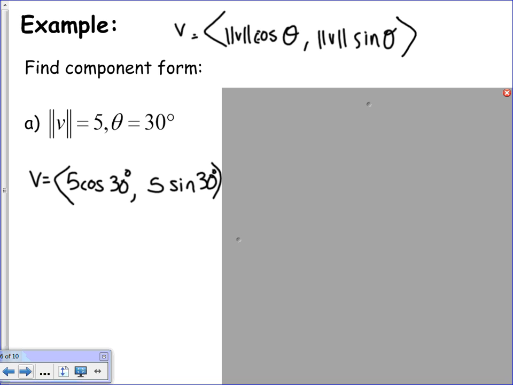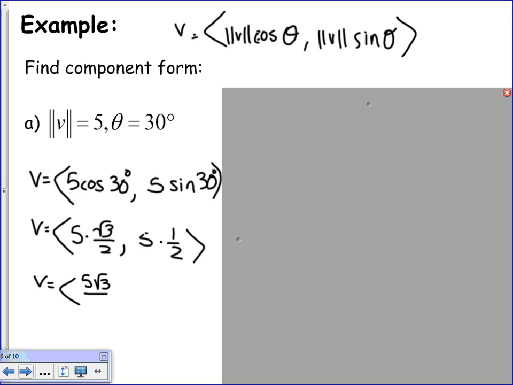I do know sine and cosine for 30 degrees, correct? That's my pi over 6 angle on the unit circle. So we could write this as 5 times square root 3 over 2, and 5 times 1/2, which I'm pulling from my unit circle. And then I have 5 square root 3 over 2 and then 5/2 for my component form. That's all I have to do. I did see some of you reaching for your calculators. We could use the calculator on the next one, but if you know it from the unit circle, you could also leave it in those values and have exact answers.